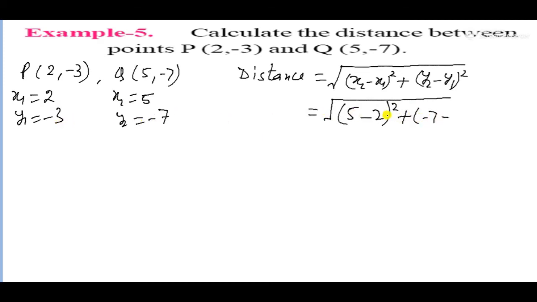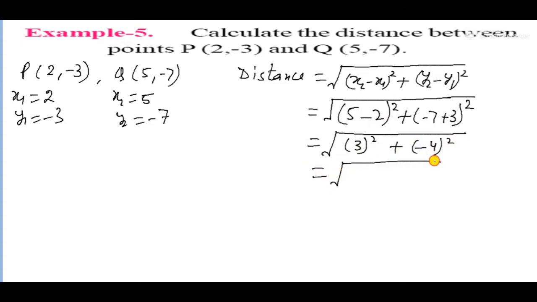x2 is given as 5, so you can write 5 minus x1, which is 2, whole square, plus y2, which is given as minus 7, minus y1, which is minus 3, so it becomes plus, and whole square. Now calculate this. 5 minus 2 is 3, so 3 whole square. And here, minus 7 plus 3 is minus 4, whole square.